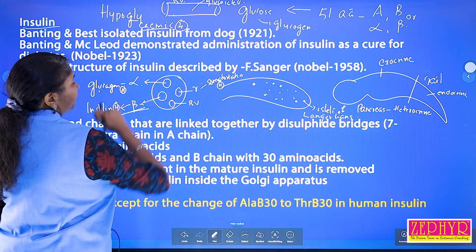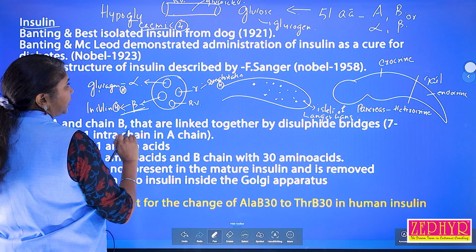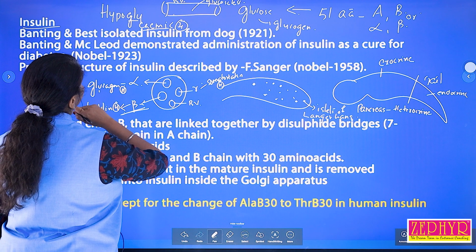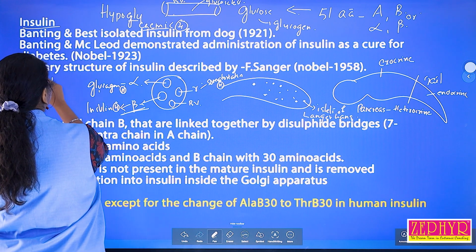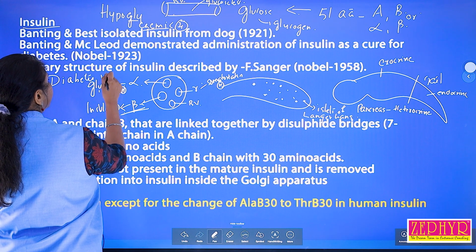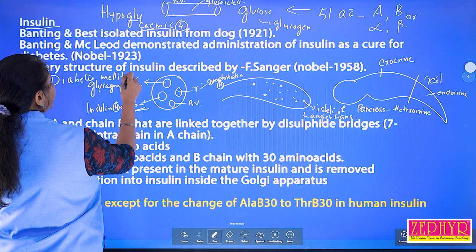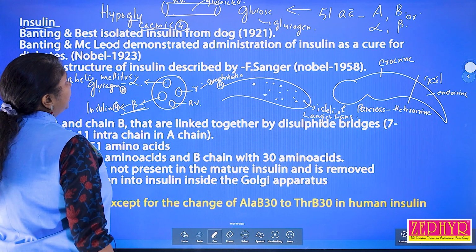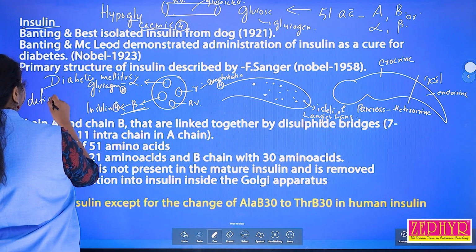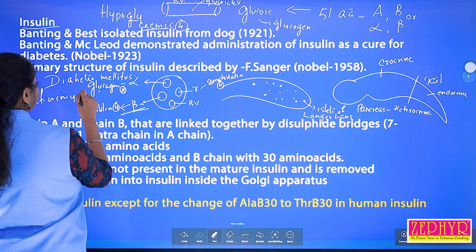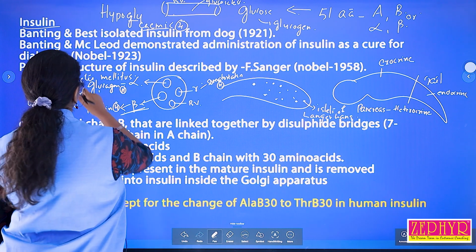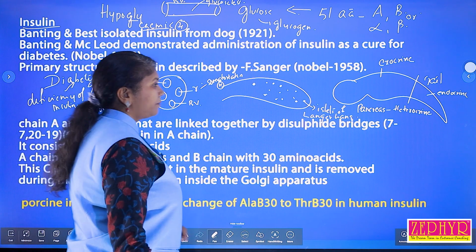So we've got an idea about that. Now what if you don't have this insulin? Then we contract the disease which we call diabetes. The disease that we get from this is none other than diabetes mellitus. That's what we get from a deficiency of insulin. So a deficiency of insulin will lead to diabetes mellitus.